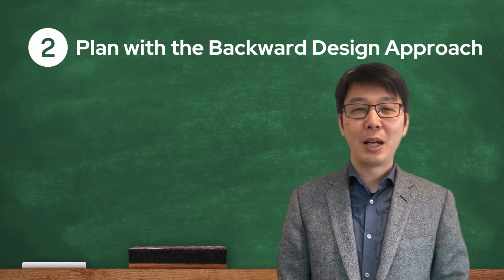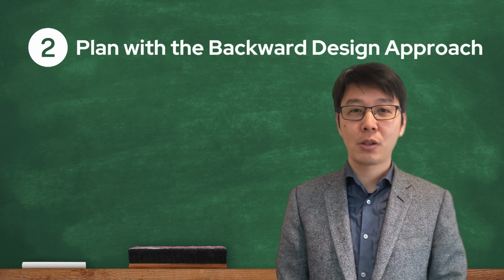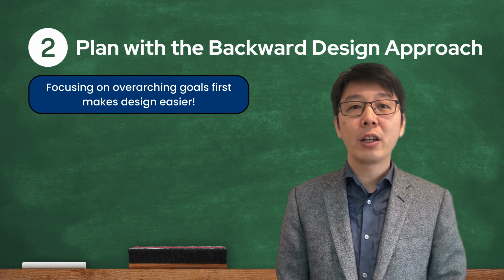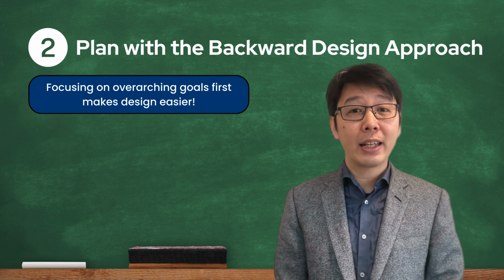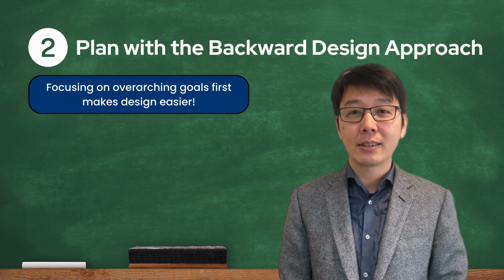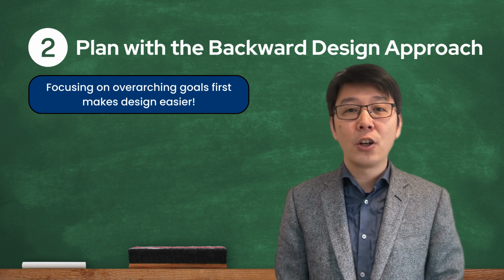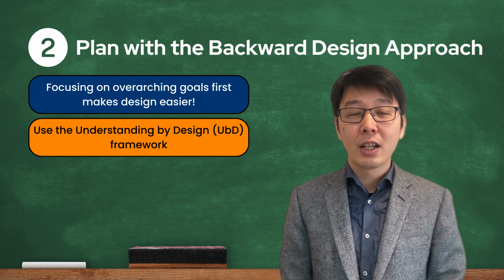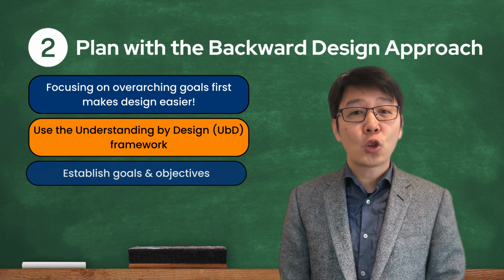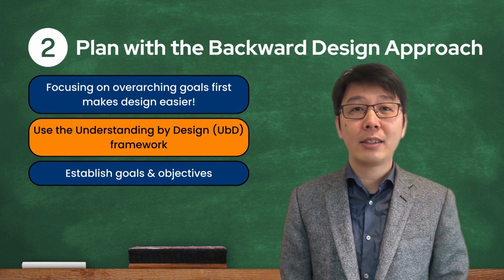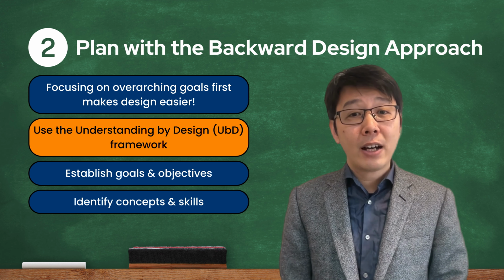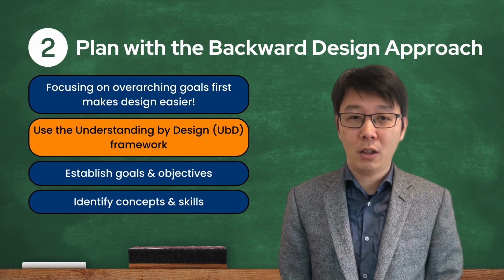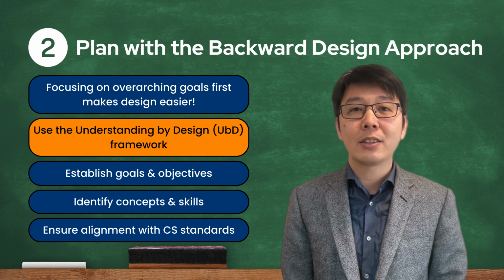Practice number 2, planning with the backward design approach. Focusing on overarching learning goals and assessments first makes it easier to design meaningful activities that lead to effective learning outcomes. Use the Understanding by Design (UbD) framework to plan your lessons. Start by establishing goals and lesson objectives. Identify the concepts and skills students will learn. Ensure alignment with CS standards.